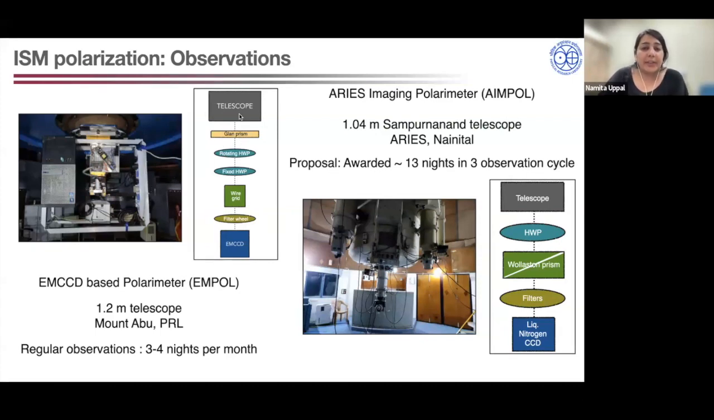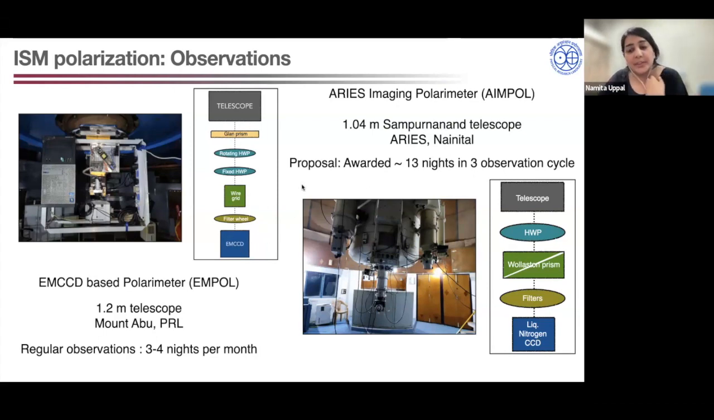And this is the optical layout of this polarimeter, that we have a rotating half wave plate for the modulation, and a fixed half wave plate. Then there is a wire grid polarizer. So this is a single channel polarimeter.